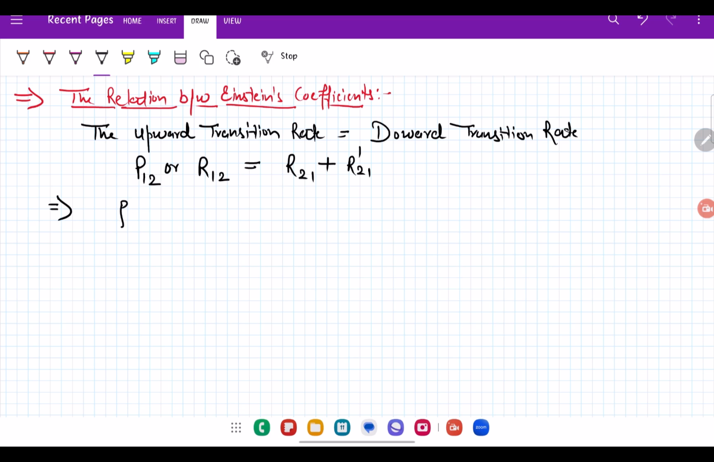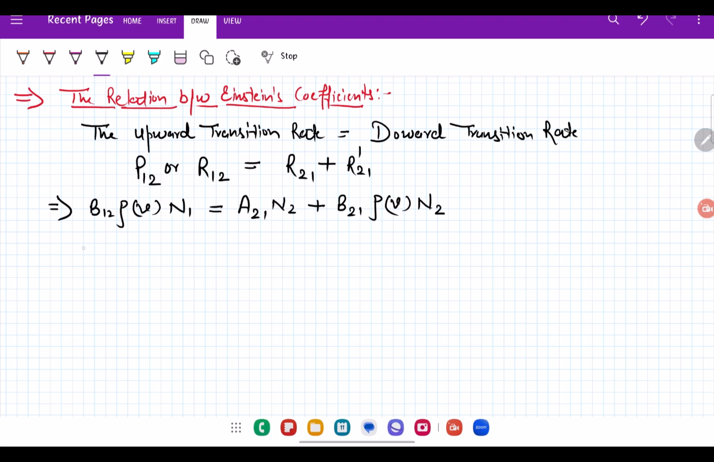We can represent stimulated absorption as B12 times the energy density times the number of atoms present in the ground state, which is equal to the spontaneous emission, that is R21, which depends only upon the number of atoms present in the excited state. So here we can directly write A21 N2 plus, again here we can have B21 times the energy density times the number of atoms present in the excited state, right?